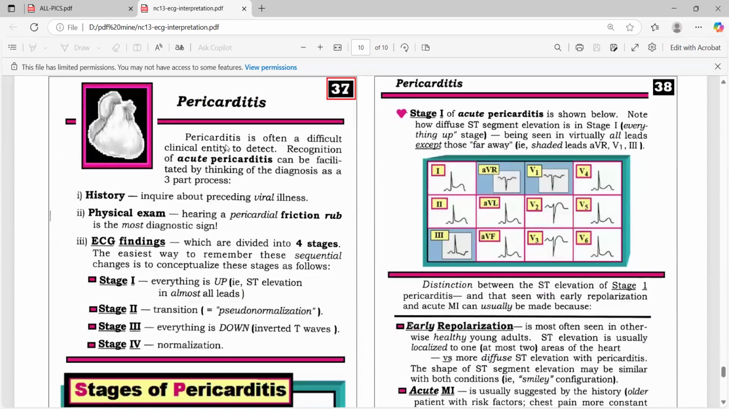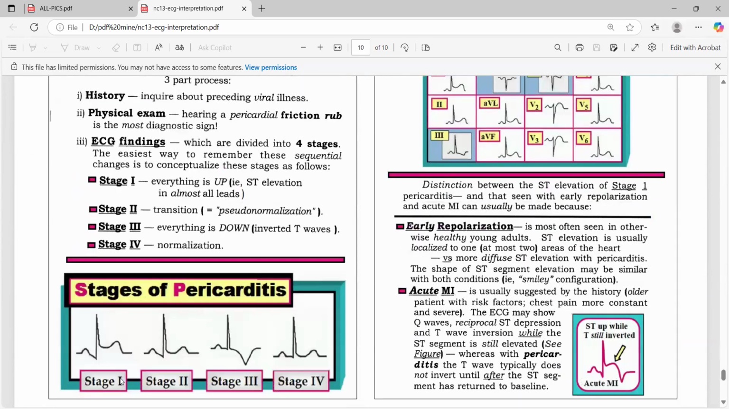Then comes the pericarditis, which one you are looking for: stage 1, stage 2, stage 3, and stage 4. That's what you are looking for. Everything is up in stage 1. Then in stage 2, these stages are very, very important. Any stage can be given and can be asked. In stage 2, there is a transition. A little bit of this moved to the next one, and then in this one everything is down, and then everything came back to normal. So this is stage 1, stage 2, stage 3, stage 4.